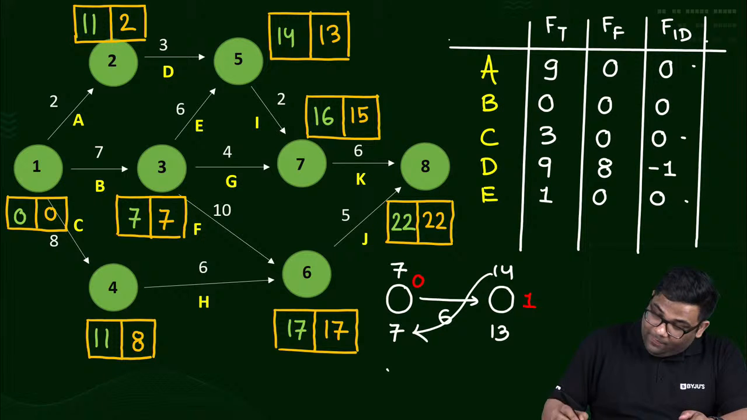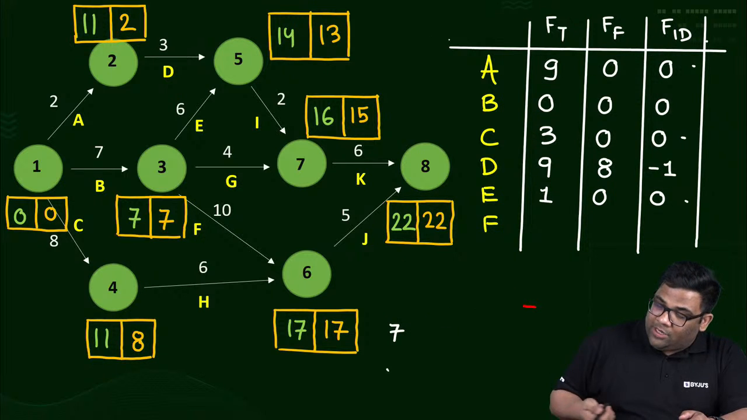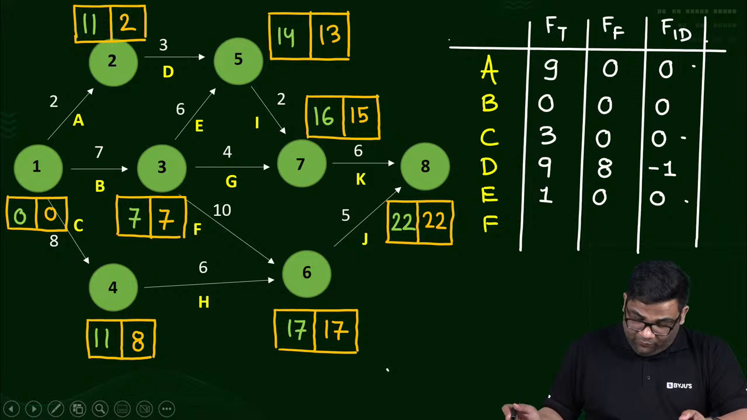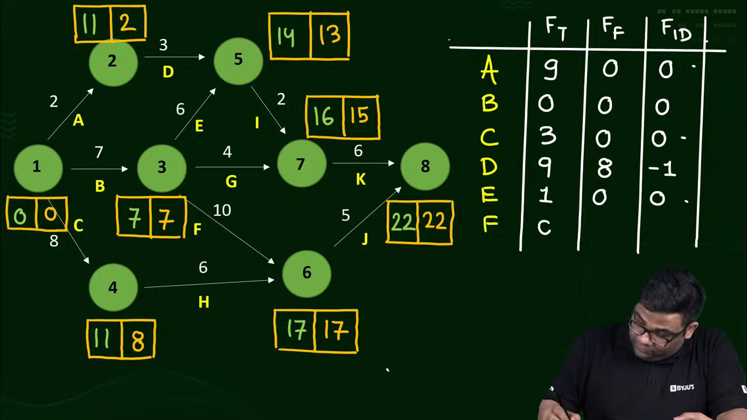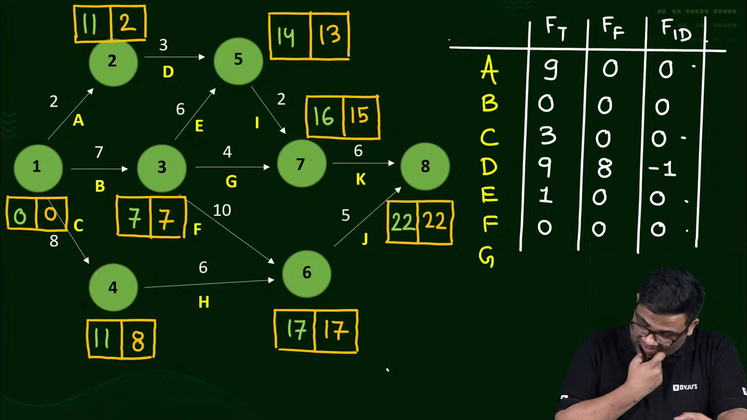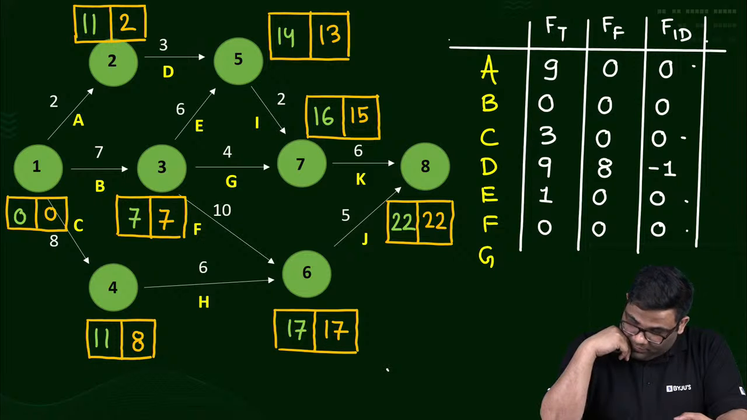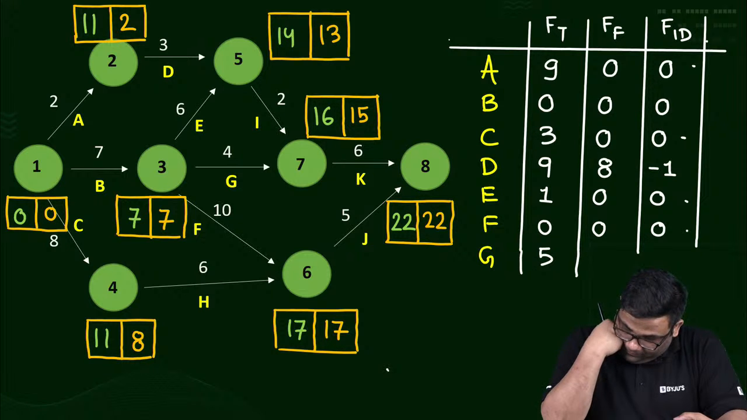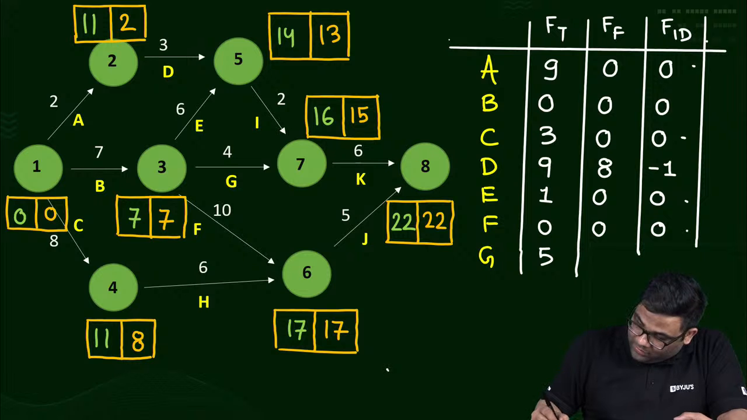Yes. Then for F. Now I will not draw. Now you draw and find out. I am writing. For F it will be 0, 0, 0, F 0. Then G. 16 minus 4 is 12, 12 minus 4. G is 5, yes. Then free float will be 5 minus 1, 4. Then 4 minus 0. So 4.